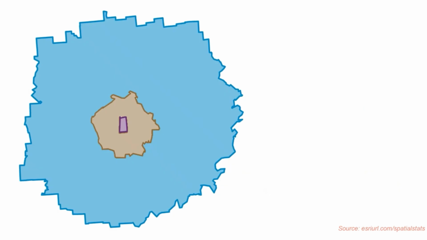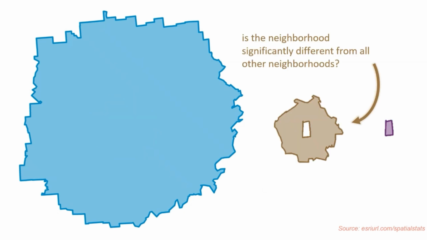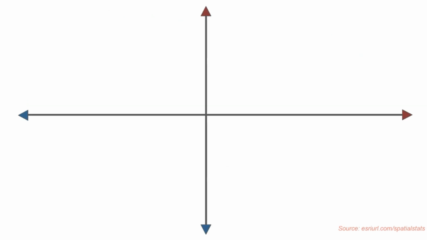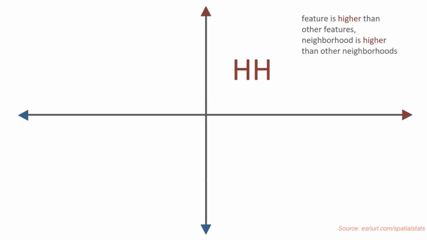Here also we have the feature, neighborhood, and study area. But the question we ask has another aspect associated with it. We are asking, is this neighborhood significantly different from all the other neighborhoods? Is this feature significantly different from all the other features? These questions can have a yes or no answer, and this yes or no can lead to four combinations. All the answers can fall into any of these four quadrants. A feature is higher than other features, and the neighborhood is also higher than other neighborhoods.